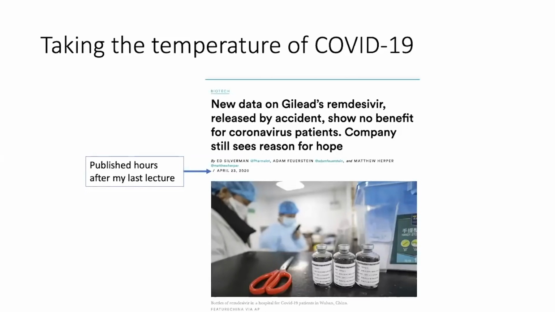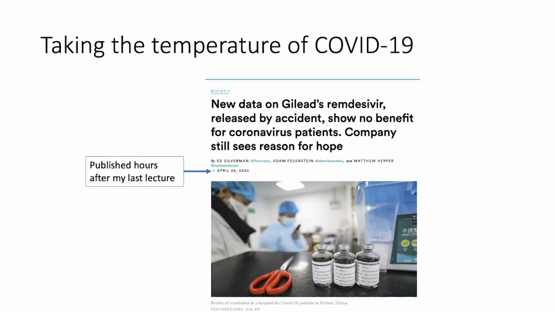Okay. Before we get to that, let's go into taking the temperature on COVID-19. I have bad news. So I gave that lecture on Thursday, and the most promising drug that I talked about in the lecture was remdesivir. And the reason why we thought it was promising was based on that data that I talked about, where there were studies on some kind of primate. And there was also some interesting studies done on compassionate care with patients.